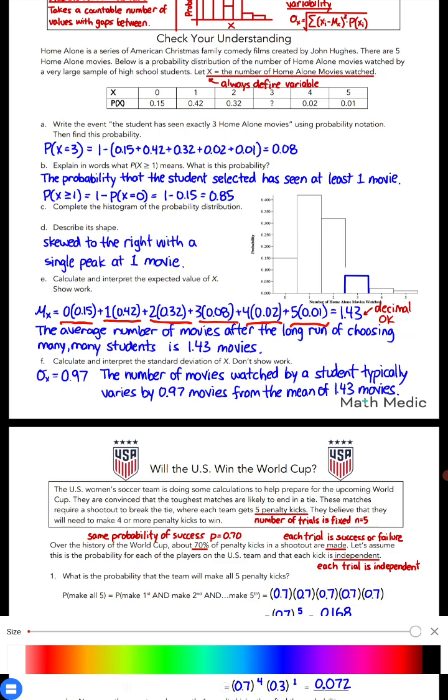Nobody has probably watched exactly 1.43, right? Because that means you watched one and then you stopped halfway through another one. But on average, right, if I take everybody's answer in the long run, that is what I get.